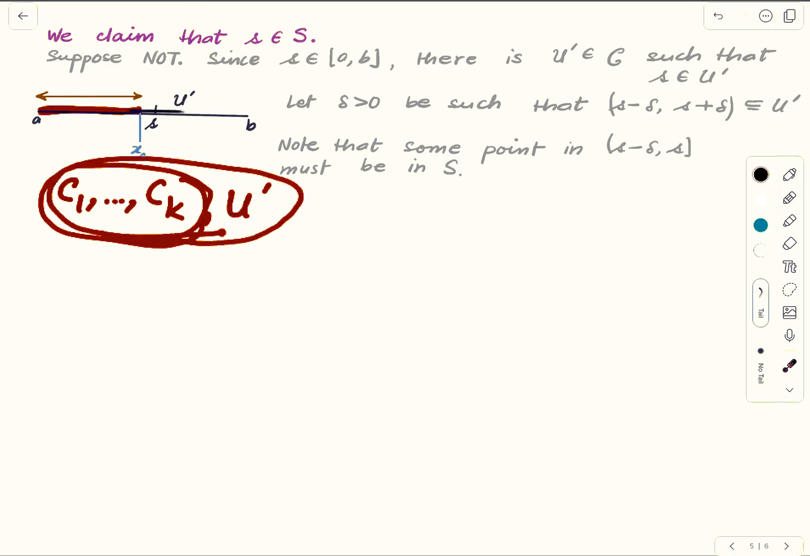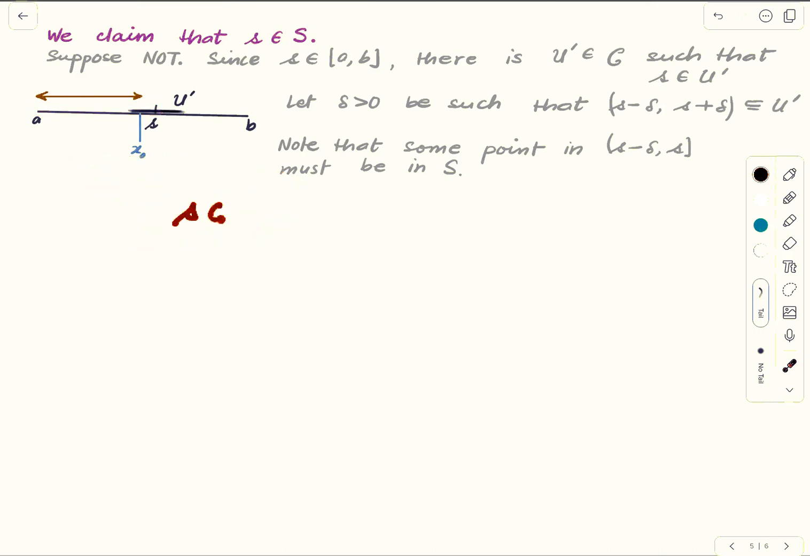These are also finitely many elements of fancy C, and they cover more than that. They cover, in fact, the entire closed interval A to S. But that would mean that S is in capital S, right? So you can fill in the details. I have said it in words and pictures. So this actually proves our claim.